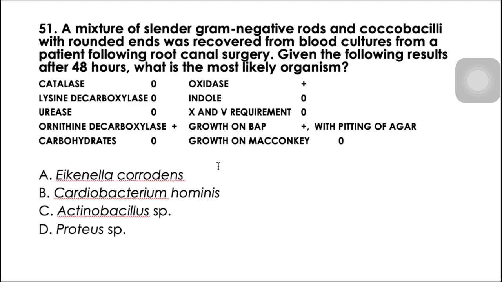Number 51, a mixture of slender gram-negative rods and coccobacilli with rounded ends was recovered from blood cultures from a patient following root canal surgery. So first clue, root canal surgery. Given the following results after 48 hours, what is the most likely organism? Upon the biochemical test, we can see on the blood agar plate there is pitting of the agar. It corrodes the agar, and has a characteristic bleach-like odor. This is true for Eikenella corrodens. We have letter A, Eikenella corrodens.